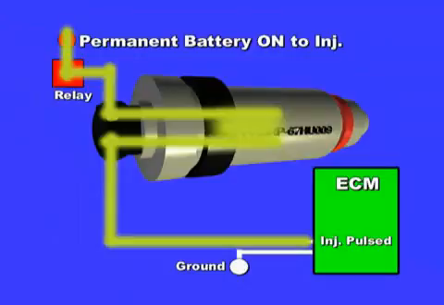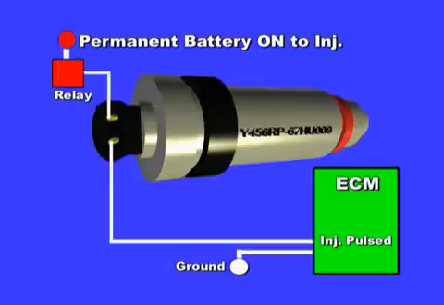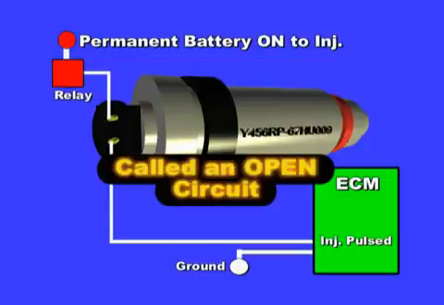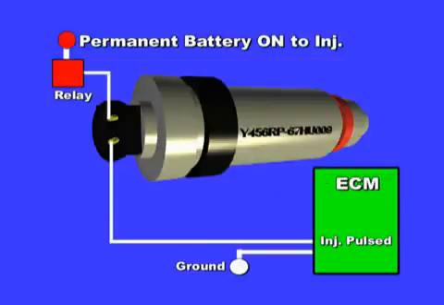If 12 volts is not present at the ECM wire, then it knows that either the connector is disconnected, the wire is broken, or the injector coil is also broken. Either way, this is called an open circuit, which is why the ECM issues an OBD2 open circuit code. So, injector open means that the return voltage is missing.